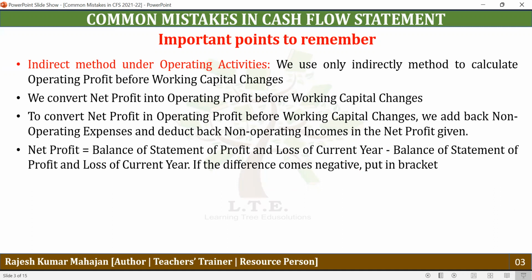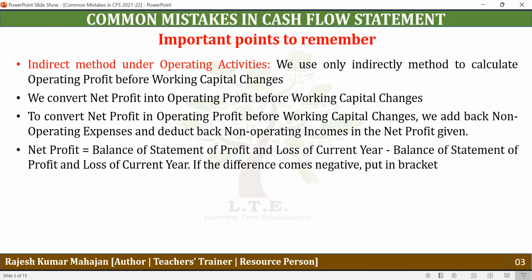So under operating activities, we are given the net profit, and this net profit can be obtained by comparing the previous year profit with the current profit. So from the current year profit, we deduct the previous year profit and we find out net profit. And this profit, if it comes negative, then we put it in the bracket.